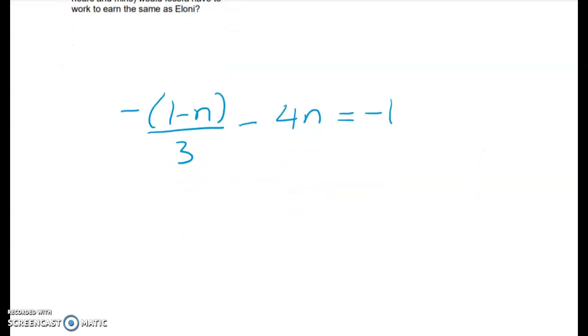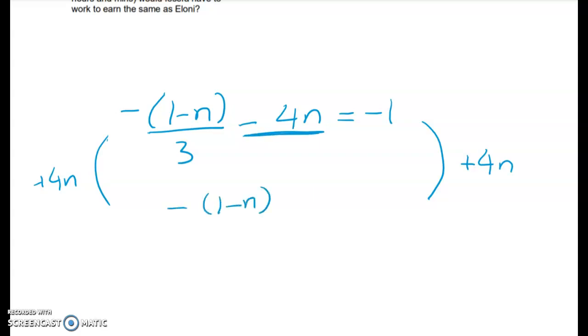The first thing I'm going to do here is to add 4n to both sides. You don't have to do this working, but with harder ones I think it does help you when you're checking what you've done. So adding 4n to both sides means that this won't be here anymore, because take away 4n plus 4n gives me 0. So we have negative, in brackets, 1 minus n over 3 is equal to negative 1 plus 4n.